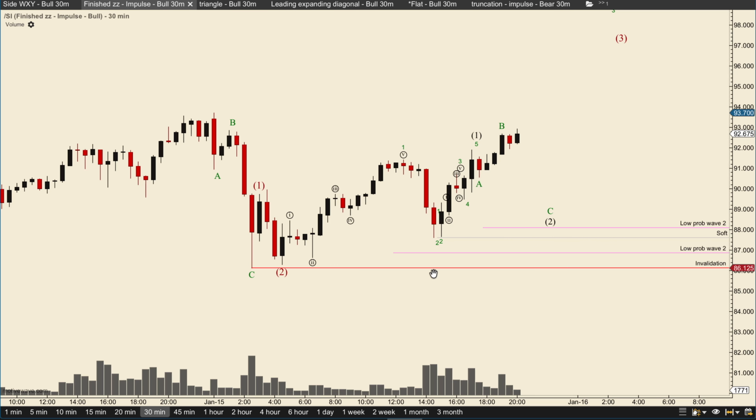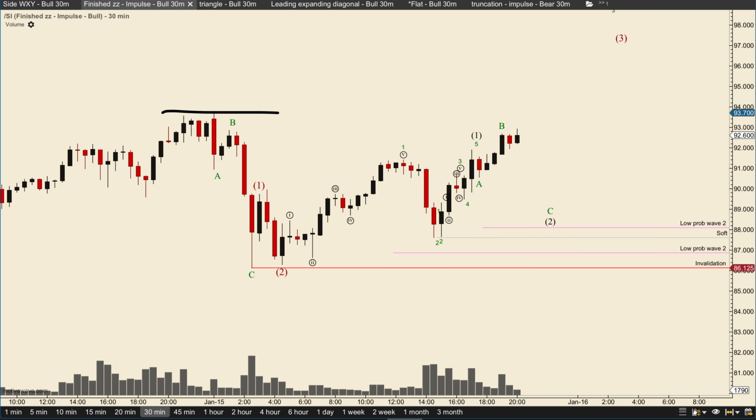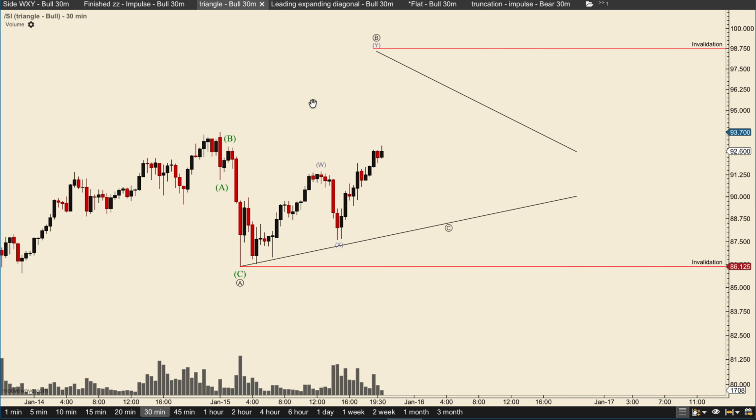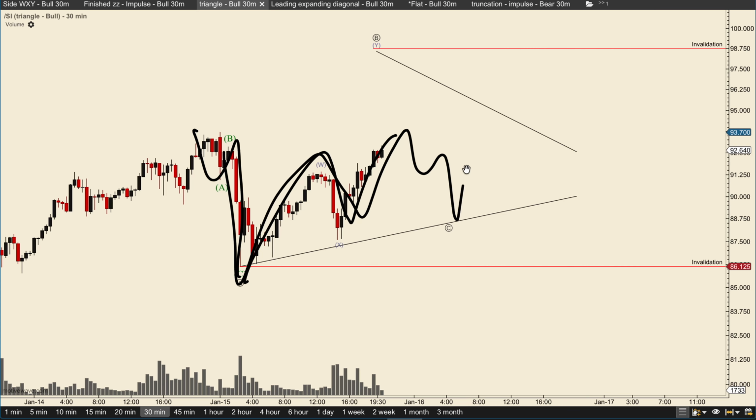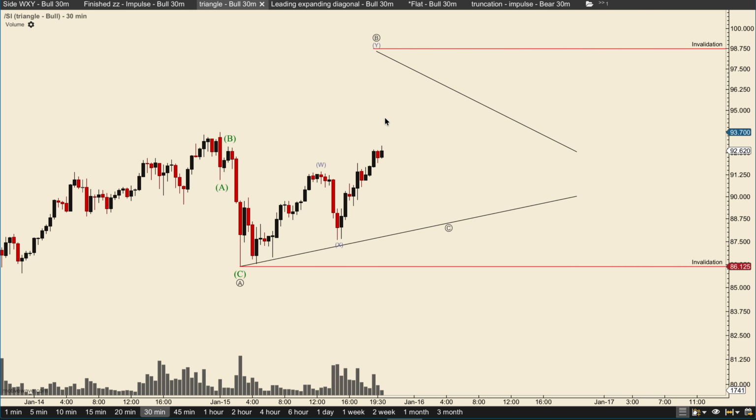Then we have a finished zigzag ABC, where we are counting this as a 1, 2, 1, 2, 3, 4, 5 into 1, 2, and then 1 ABC, 2, and then we move up into higher prices, taking out this high. Then we have another bullish scenario, so ABC, WXY to A, B, C, D, E, a triangle like that. A running triangle is the most common triangle, so that's why I have included it in this chart like this. And after that, we move up, taking out this high.